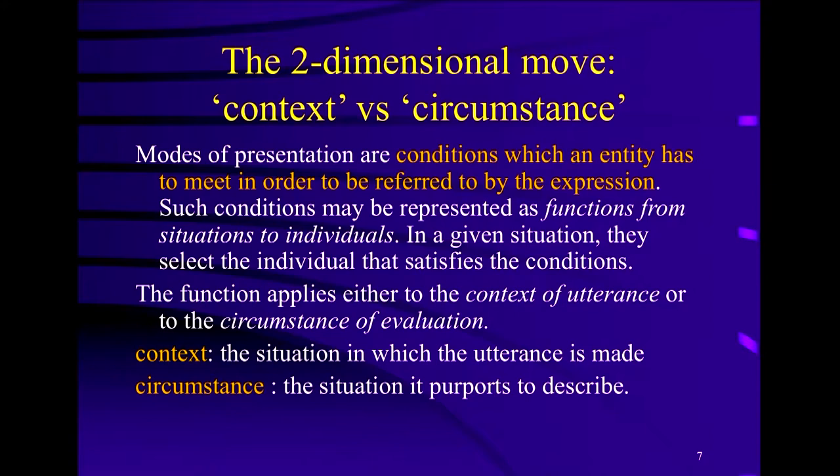And as I said, those conditions may be represented as functions from situations to individuals. In a given situation, they select the individual that satisfies the condition. But now we must add that the function can apply either to the context of utterance or to the situation we're talking about. So there are these two possibilities. That's more or less what we saw when I mentioned the two possible readings for the description, the president of the US, when I said that in 1960, the president of the US was very young. You can apply the mode of presentation to the situation in 1960. You look for the person who's president of the US there. And what you're saying is that that person was very young then. Other reading: you take the mode of presentation and you apply it to the current situation, the situation in which I speak.